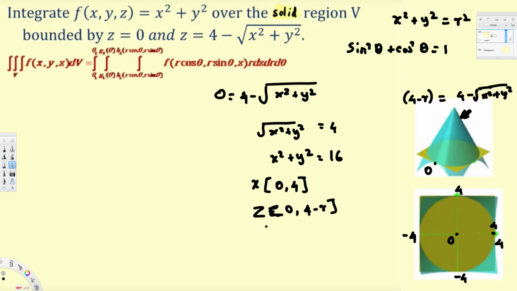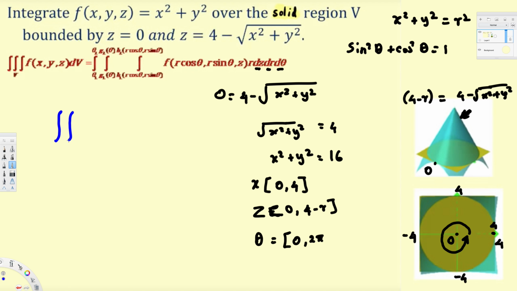And also we need theta, because we are going to integrate with respect to dz first, then dr, after that d theta. So we have to know the limits of integration for theta. If you look at this one, we start from 0 and it's going to go until 2 pi. So this is 0 to 2 pi. Now we are ready to integrate. Now let's go ahead and write our integral.